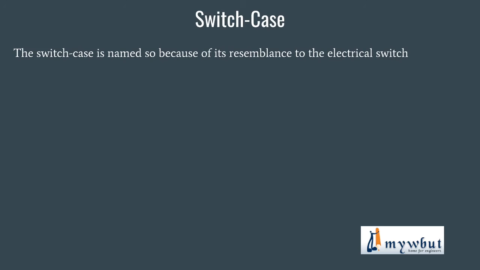And lastly, we have one more type, that is the switch case. This switch case is named so because of its resemblance to an electrical switch. Most switches have two operations, either on or off. The idea of switch case has been derived from this. The two possible states are either on or off, but not both at the same time.